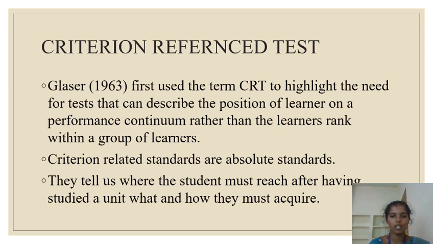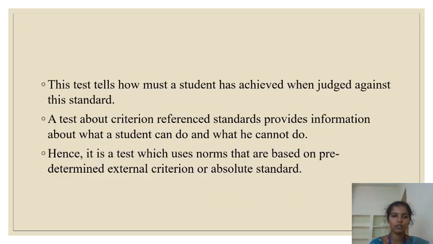Criteria-referenced standards are absolute standards. They tell us where the student must reach after having studied a unit, what and how they must. This test tells how much the student has achieved when judged against this standard. A test based on criterion referenced standards provides information about what the student can do and what he cannot do. Hence, it is a test which uses norms that are based on predetermined external criterion or absolute standards.